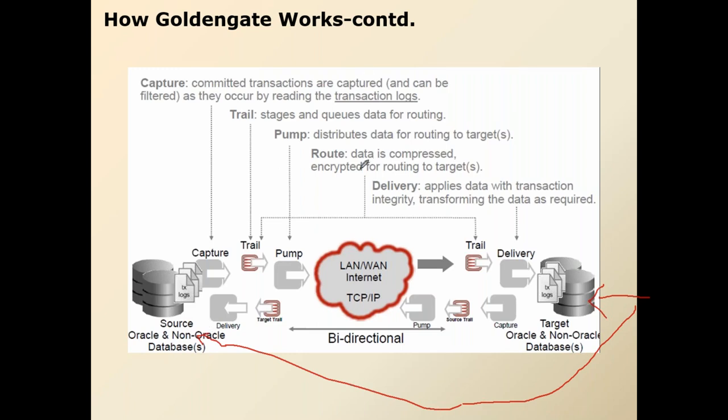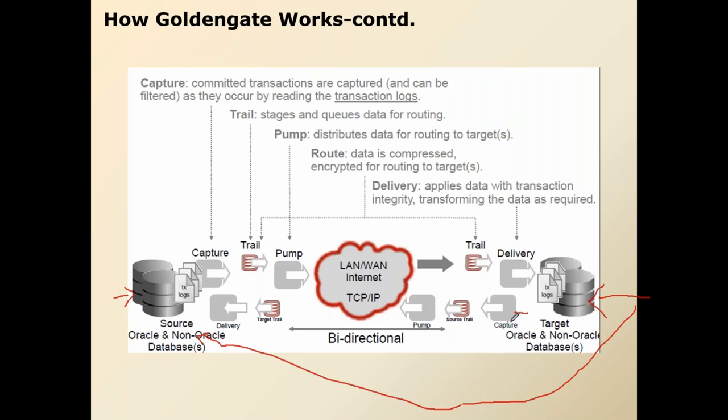So I always say one thing, bidirectional is nothing but two-way unidirectional. So you have this site 1, and you have this site 2. Site 1 to site 2 replication is already configured. Now you will configure another replication from site 2 to site 1. So now site 2 will act as source. Site 2 will have its own transaction logs. Whatever changes are happening on site 2, you will have a GoldenGate extract process configured over here.